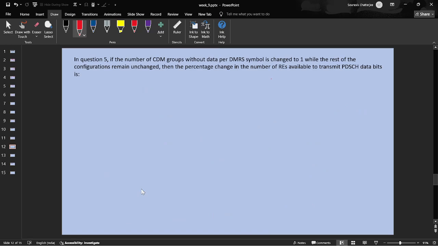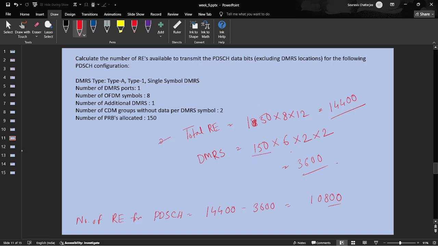It's an extension of question 5 only, but the number of CDM groups now changes to 1. The rest of the configuration remains unchanged. So what is the number of REs available in this case? For PDSCH the total number of REs remains the same, that is 14400 minus, now we have earlier 150 PRBs, 6 REs, that comes from the type A, type 1 single symbol DMRS. These two here.